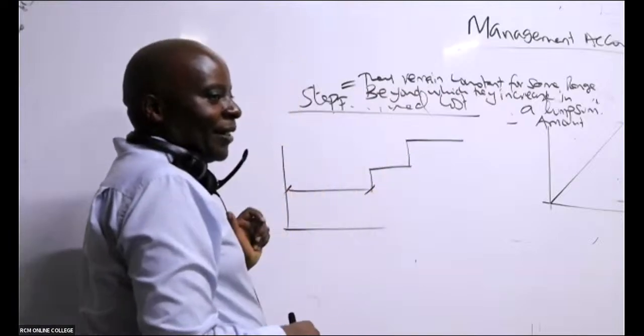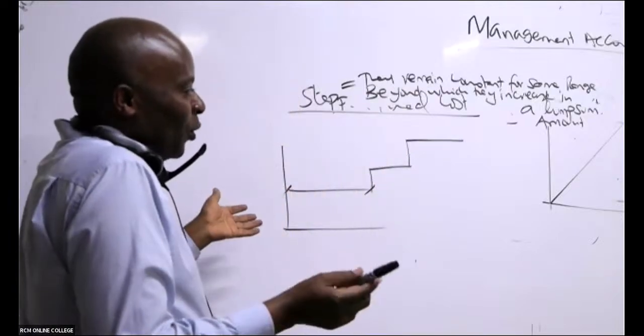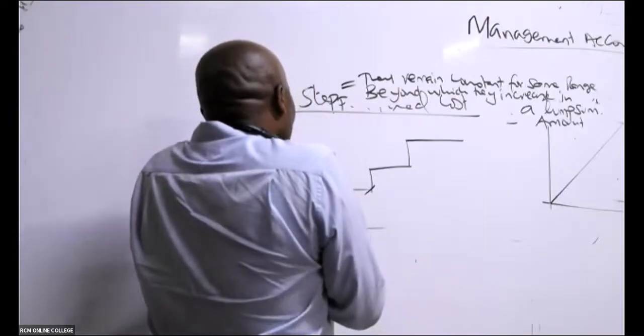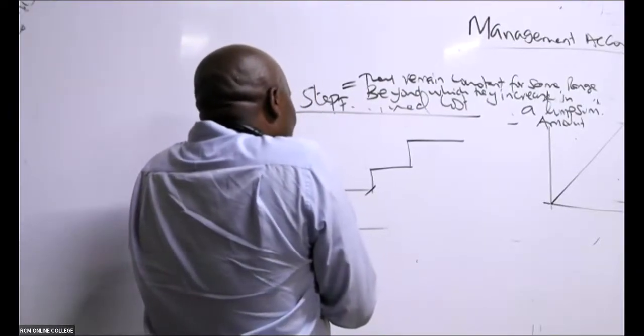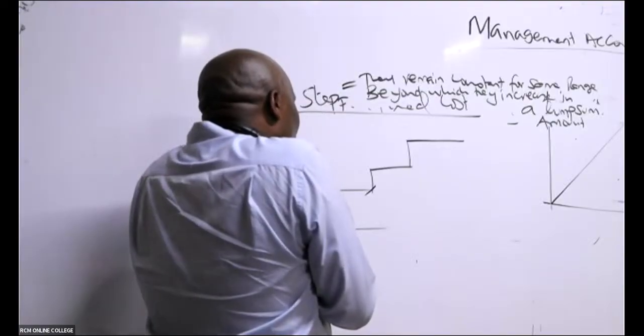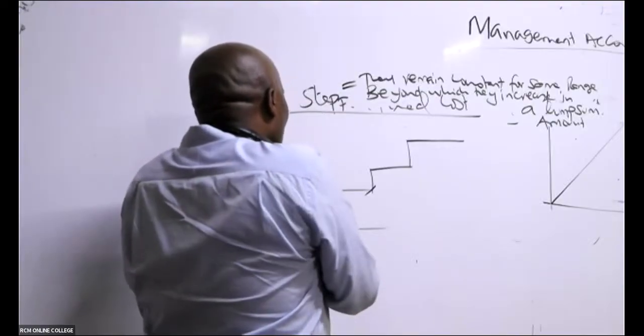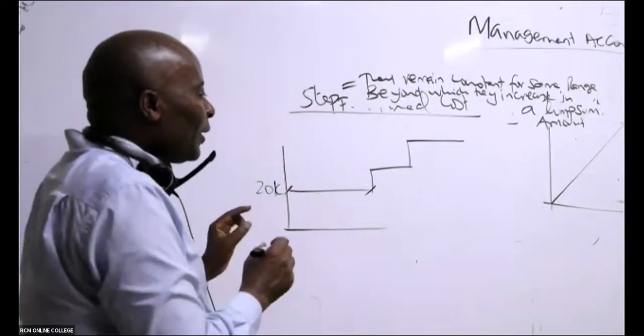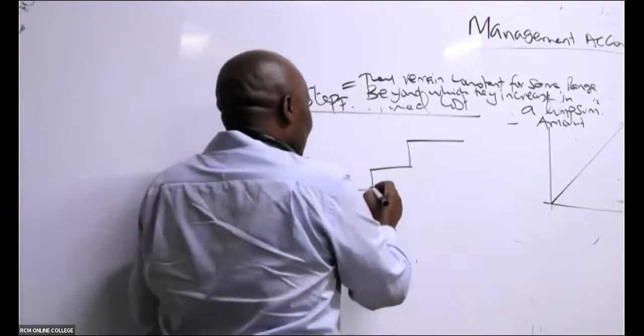For example, we agree with my landlord here, and they say that if I'm going to get 20 students, you give me just one room, and this room I'll be paying 20K. But should these students in this case exceed how many?